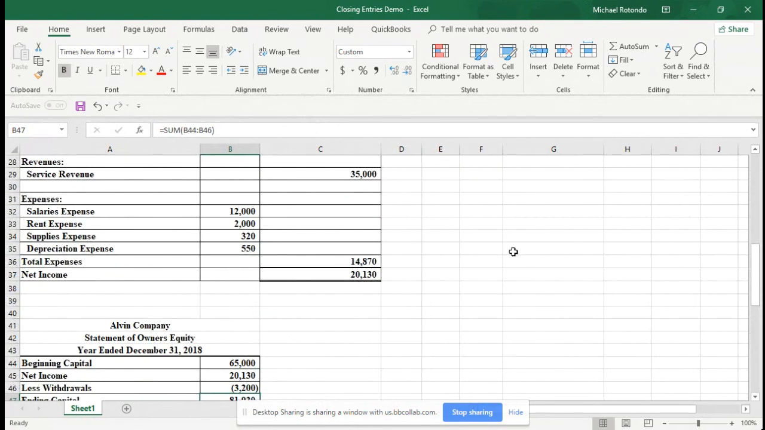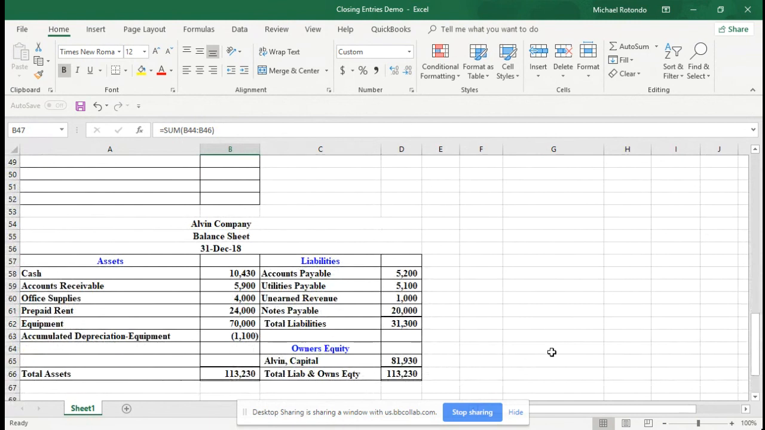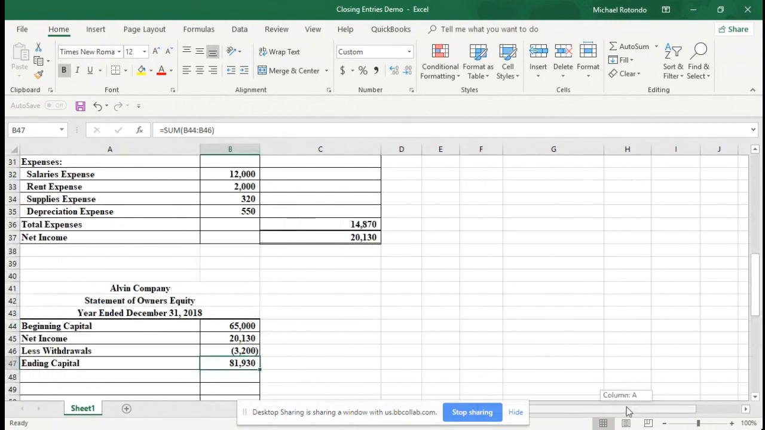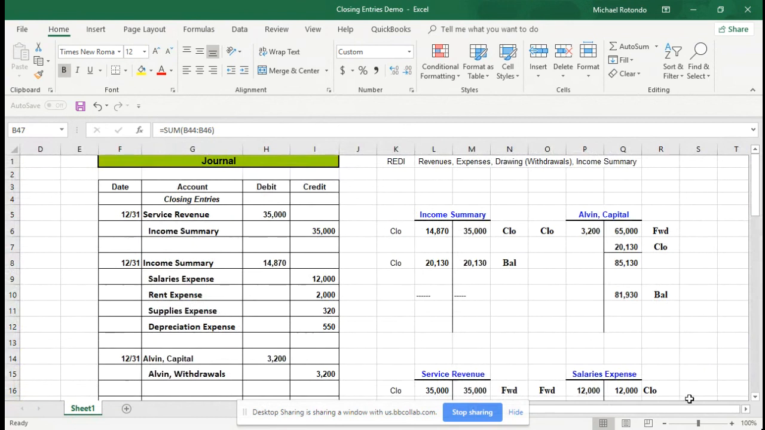So these numbers should tie together. We should be able to say, okay, I've seen that number before. This is the number on the various financial statements. Okay? And that's the closing process. The next step would be to do a post-closing trial balance, which lists only the balance sheet accounts in debit and credit columns. So thank you for your attention.